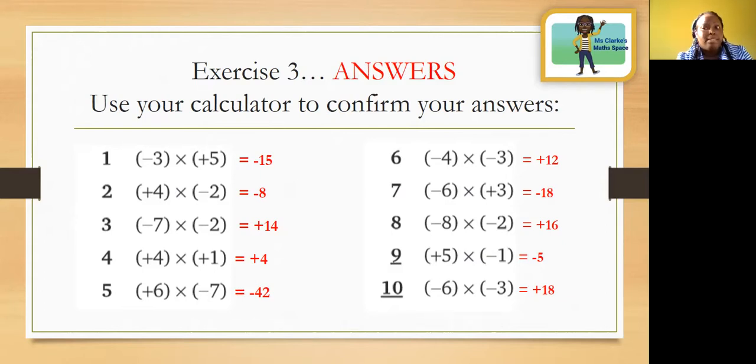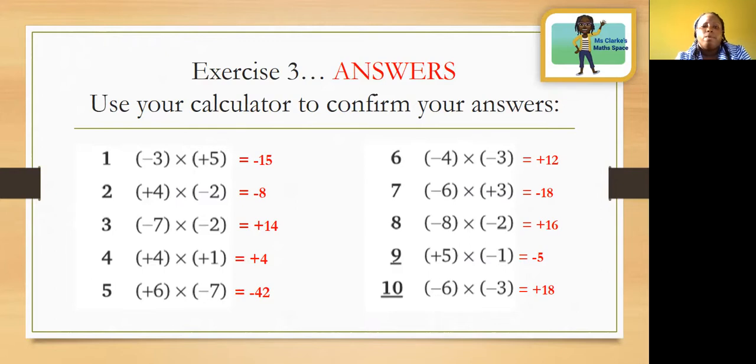Sometimes I often see children end up writing positive 5 because they end up adding the 4 and the 1. But you have to remember what operation you're focusing on here. Multiplication. 4 multiplied by 1. 4 times 1 is 4. So always be careful with that, and you could always use your calculator to confirm your answer.